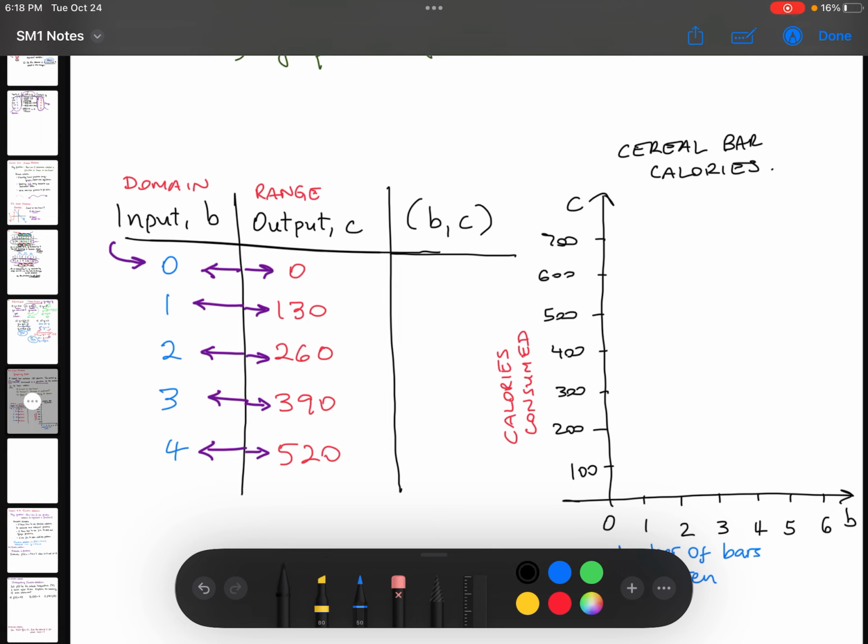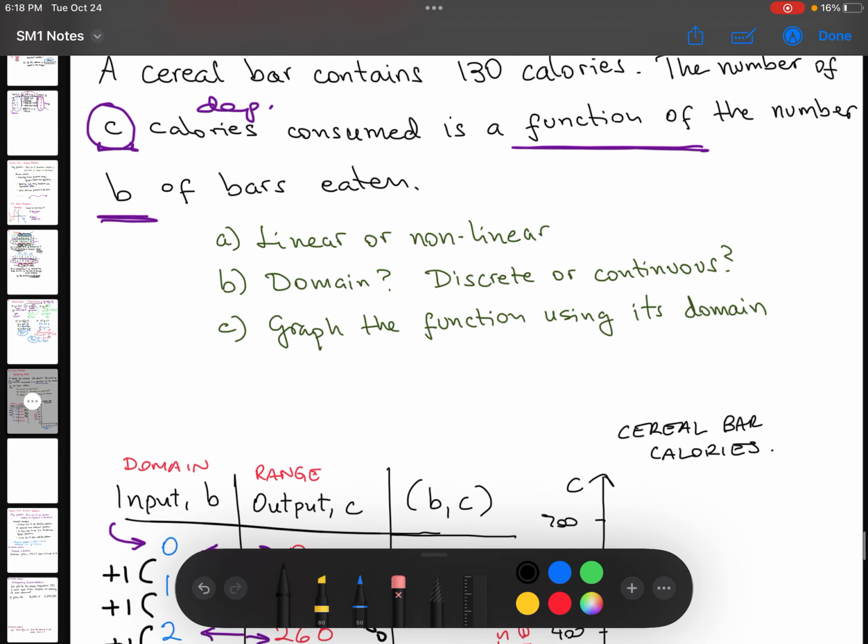Now, please notice something. As you see, the values of B increase by 1 every time. And every time the values of B increase by 1, the values of C, or the output, increase by 130. That means that the rate of change is constant. It means that the situation represented here is a linear function. That's it. Linear.